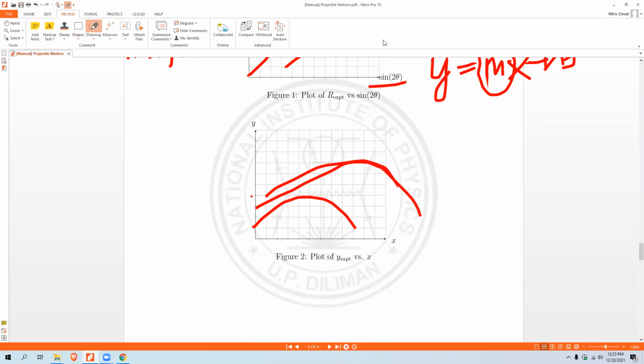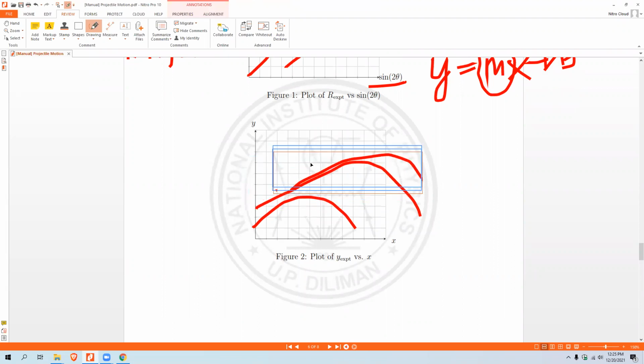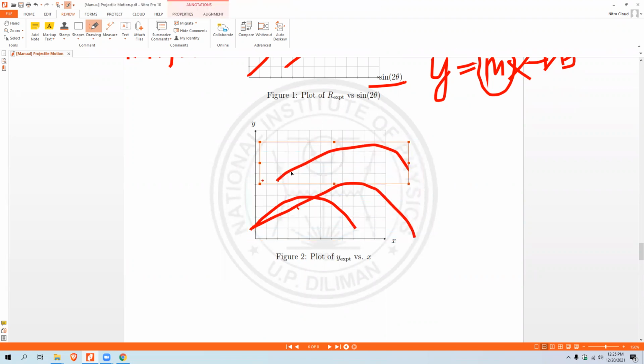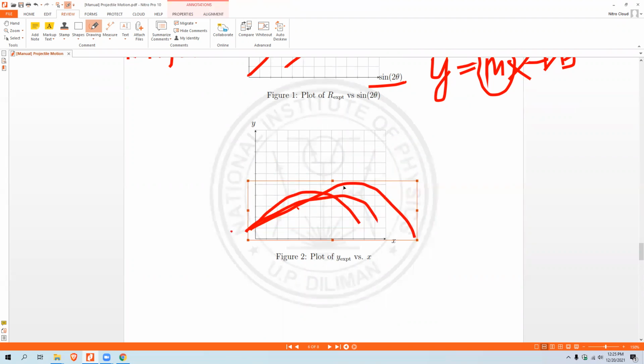So wala akong ginawang deductions dito kasi there are slight differences between plots. So some of you may have plotted na ganyan, paiba-ibang parabola, but some others may have put all the starting points at 0, which is also okay. Wala pinagkaiba, kaya okay lang yan.